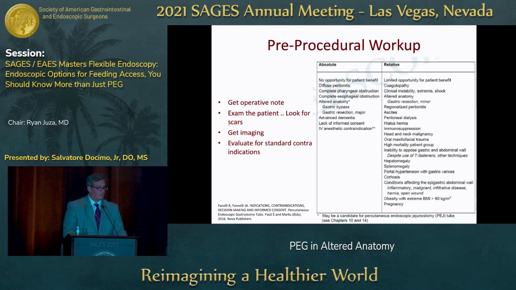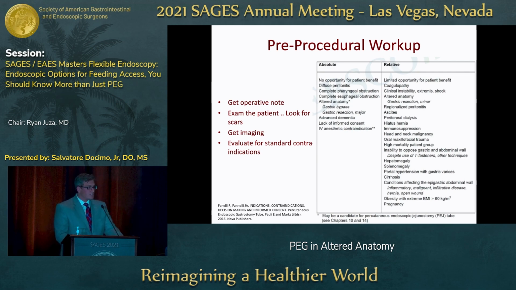Nothing really changes in the pre-procedural workup in terms of looking at the basic absolute and relative contraindications. Nothing should change. It doesn't matter what previous surgery you have. You still want to see if there's a true indication for a PEG. But a couple of other things I've thrown in there are important. If they've had any previous surgery, it's important to get the operative note. That gives you a nice roadmap to understand what they did to the anatomy, so you have a better idea before you go into the procedure.